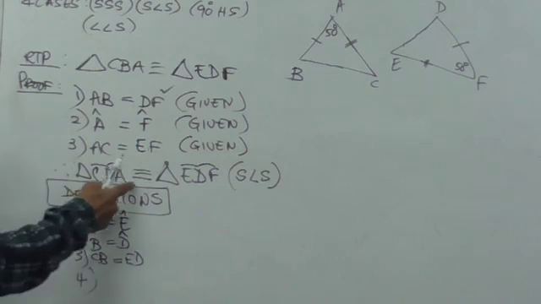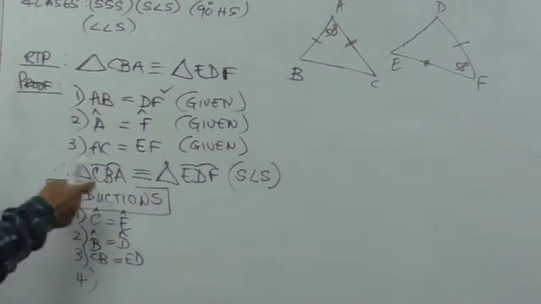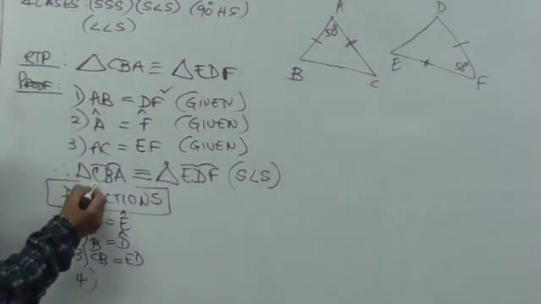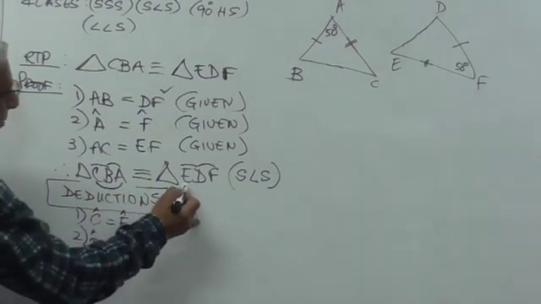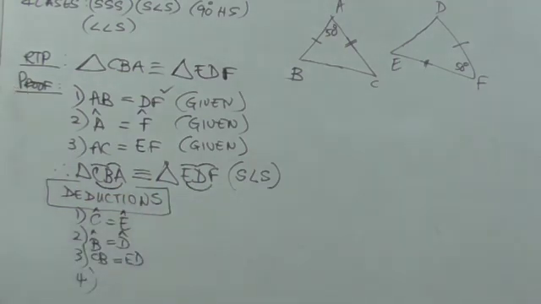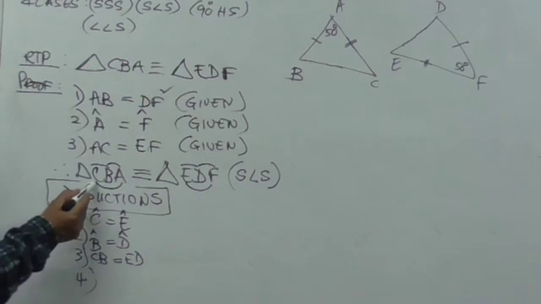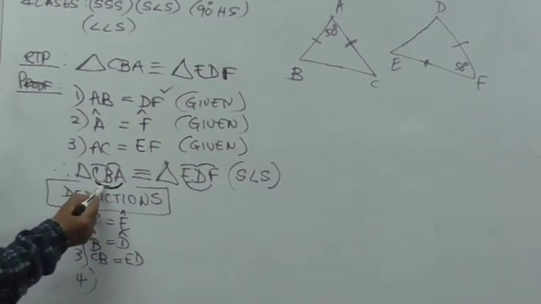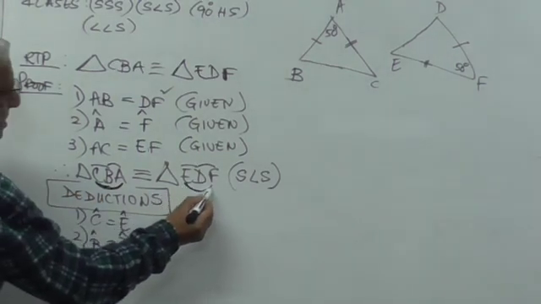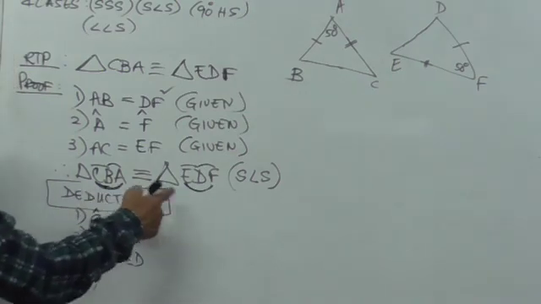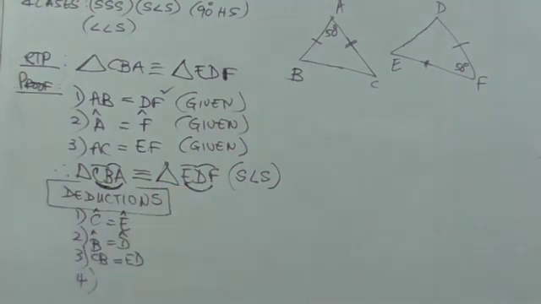And then the last one is from the first to the last. I'll repeat. From the first to the last. CA is equal to EF. Did we use it in the proof? Yes, we used it in the proof. Therefore, it cannot be a deduction. And so we are finished with the sides.